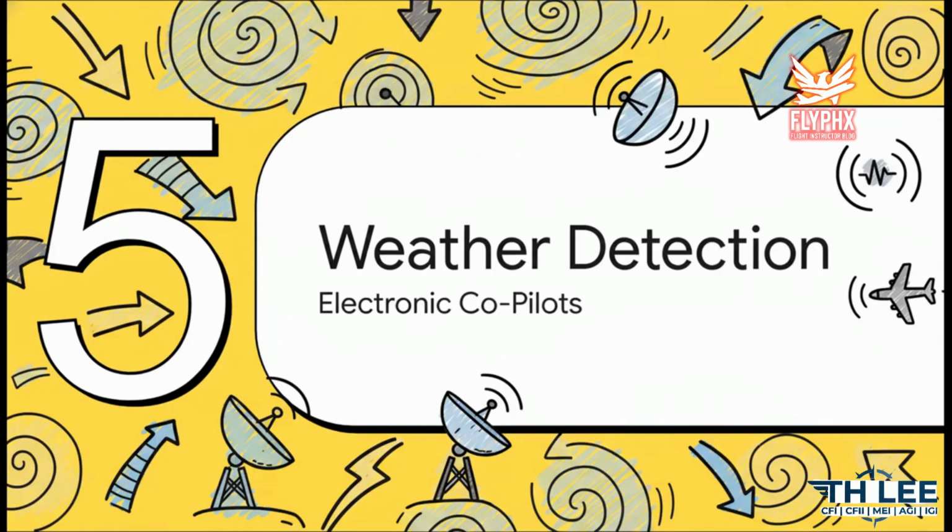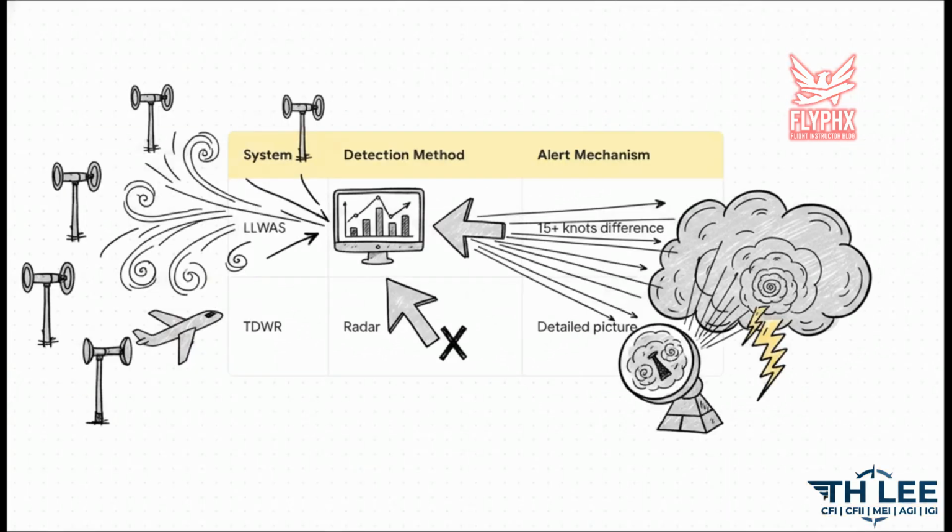All right, final section. Section 5, Airport Weather Detection Systems. Let's talk about your electronic co-pilots. Because these approach hazards are so localized and severe, modern airports are equipped with highly specific detection systems to warn you before you unknowingly fly right into one. Let's compare two of these real-life lifesavers.